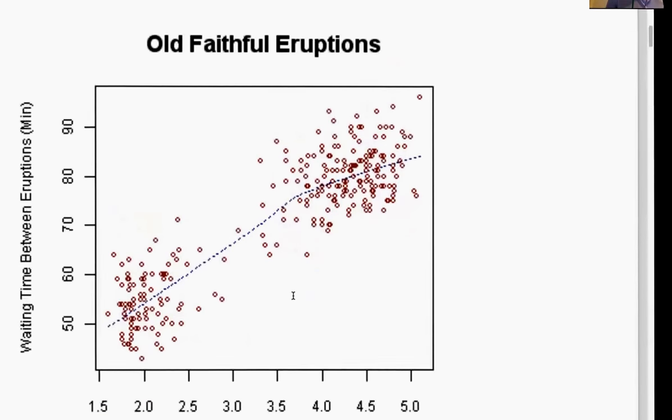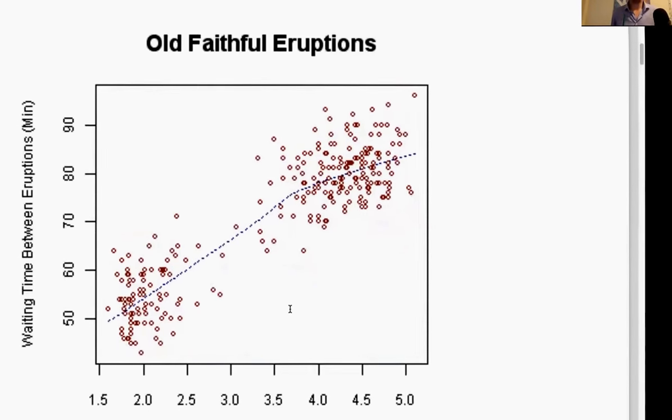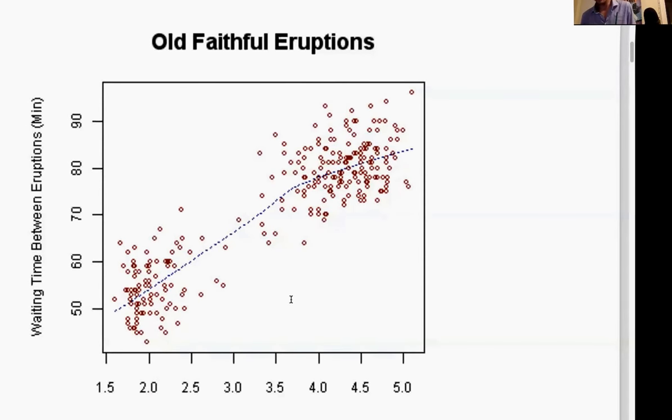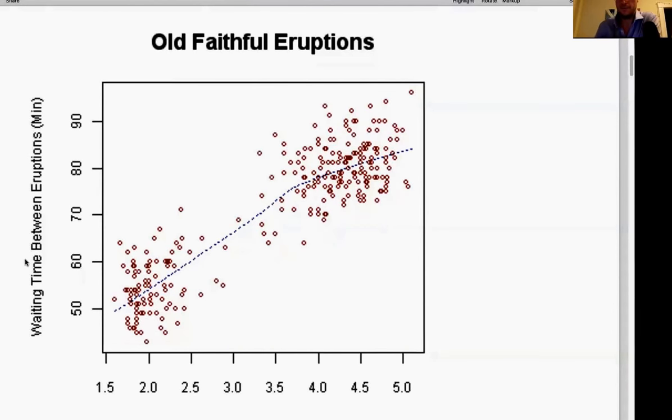So let's take a look at just an example of a scatter plot here with the Old Faithful eruptions and the waiting time between eruptions. Now, does anyone know what Old Faithful actually is? I mean, are you aware of Old Faithful?